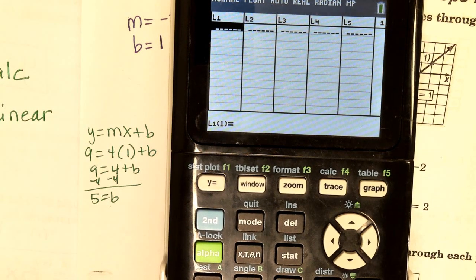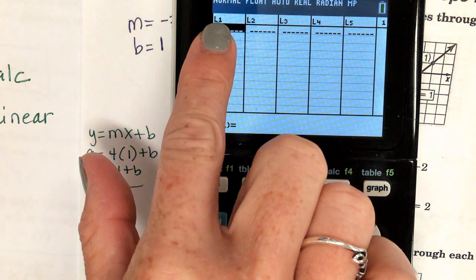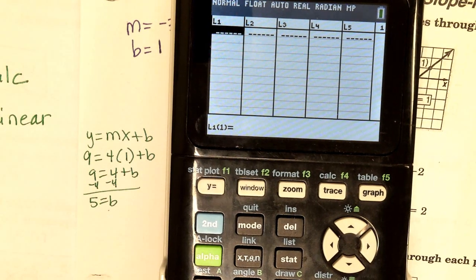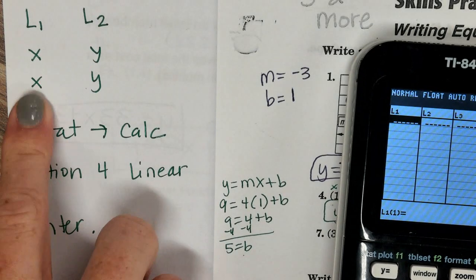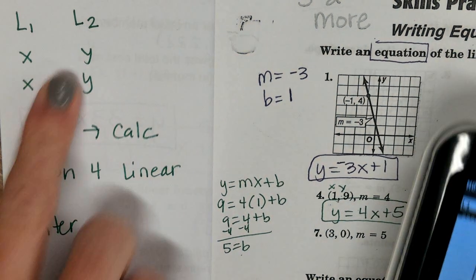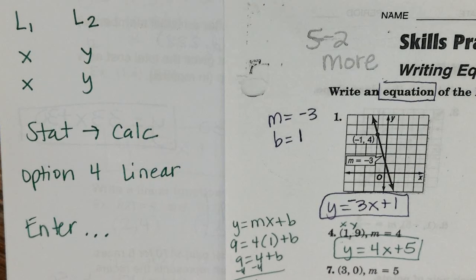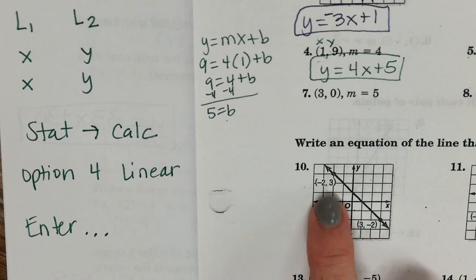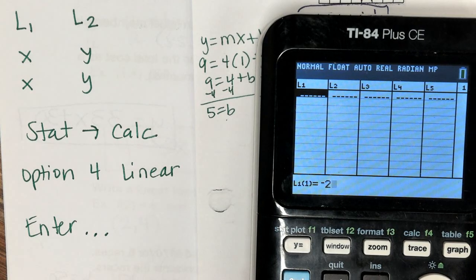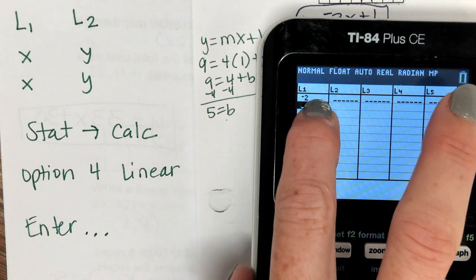You cannot use L2, L3. It has to be L1 and L2. Everybody got it? All right, so for L1, what are we going to put in? Anybody? The x's. So what is the first x for, what number are we doing, number 10? -2. So you type in -2 and then you have to hit enter for it to be put there.